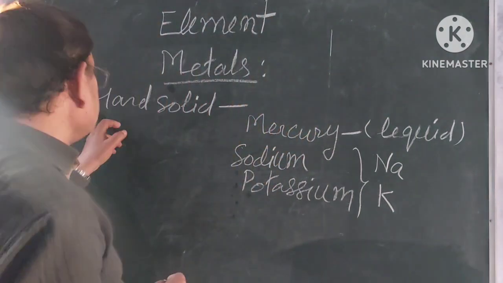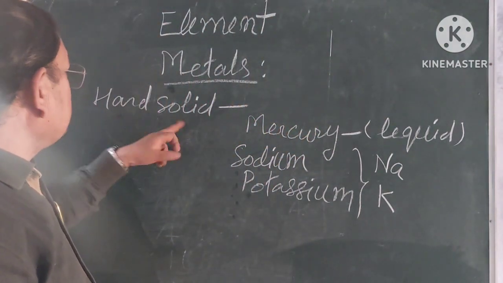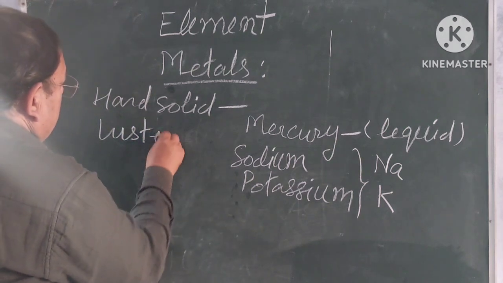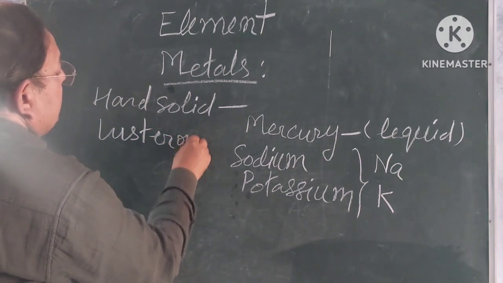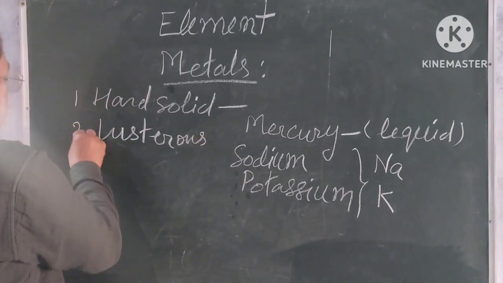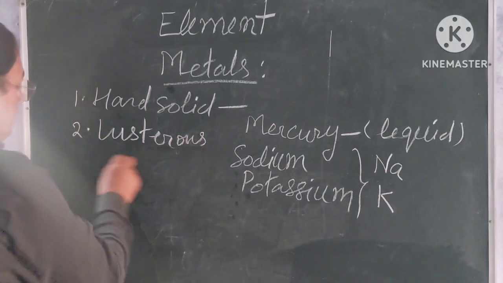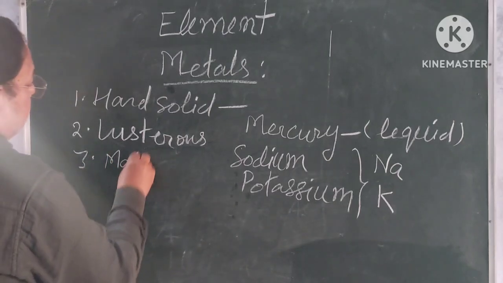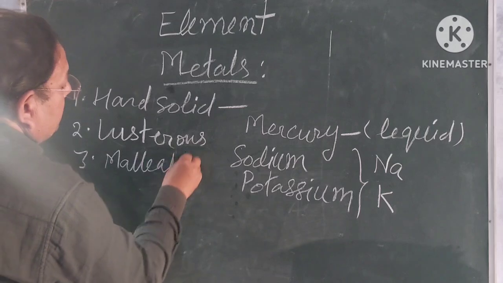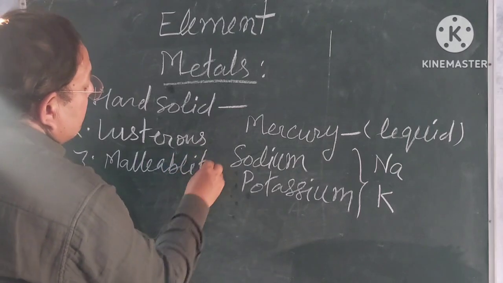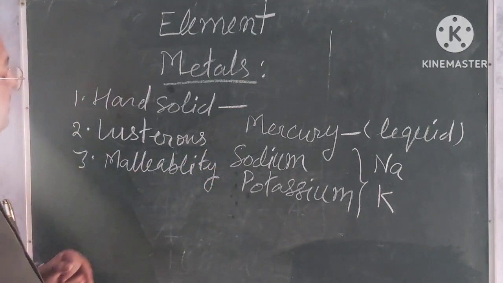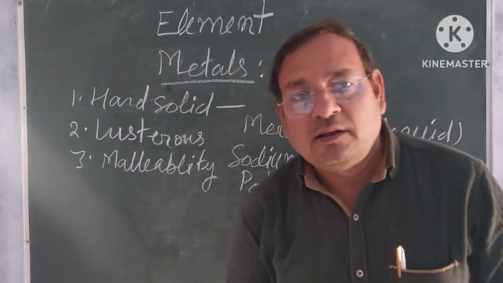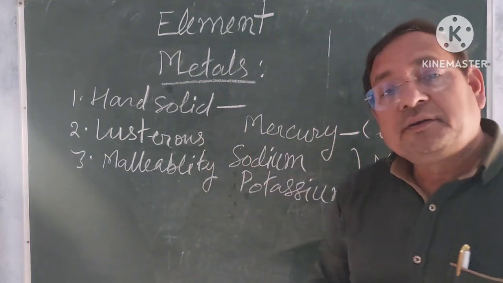Next property is first hard solid, luster, or you can say lustrous. First property. Second property, this lustrous. Third, malleable. Malleability. It means the malleable property is known as malleability. Now I am going to explain about the malleability.